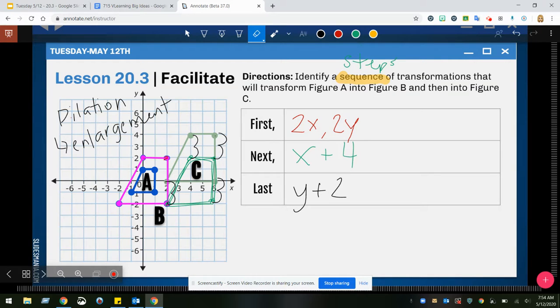All right, please make sure you are filling this in on your sheet. Remember, you are writing down these different sequence of events from how you got from one shape to the next shape.